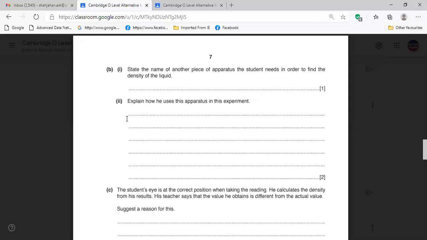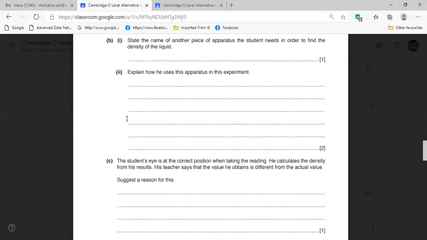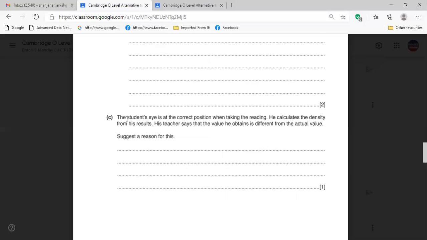Then, Abir, what did you write? Sir, I take the mass of measuring cylinder with water, M1, then make the cylinder empty and take the measurement M2, then subtract M1 minus M2. Very good, very good. Then we are done with B. We are doing now C. Okay, so Abir, you read it.